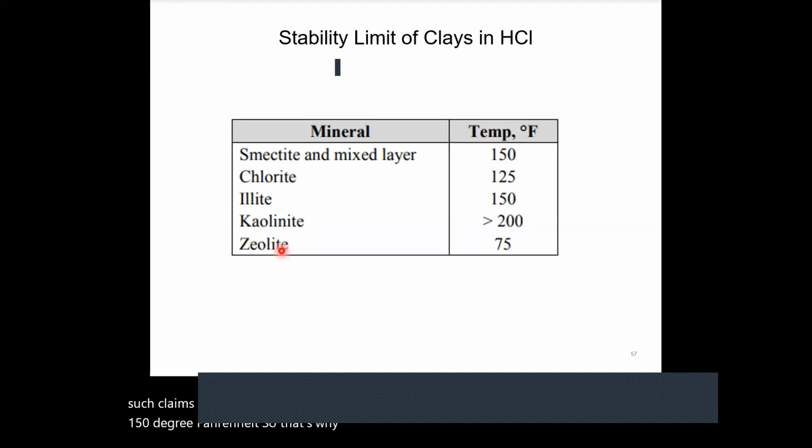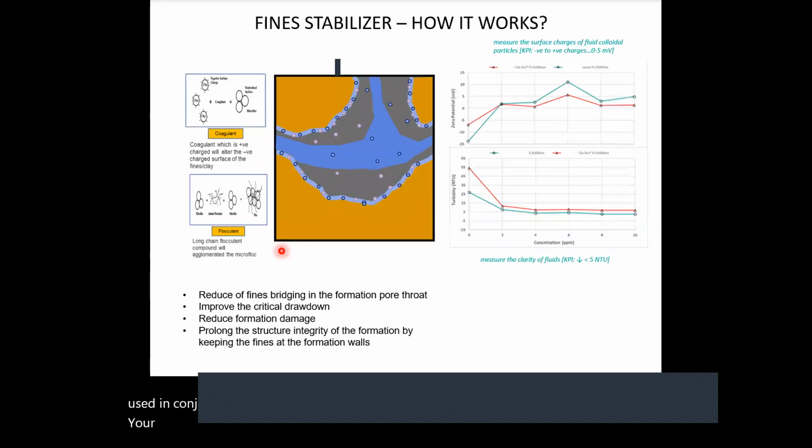If you have chloride, then you need to know that the temperature at which the chloride will be unstable is 125. So this is very good information that can be used in conjunction with the mineralogy to design your stimulation treatment. Okay, so this is a technology that I'm going to show you how the fine stabilizer is going to work.